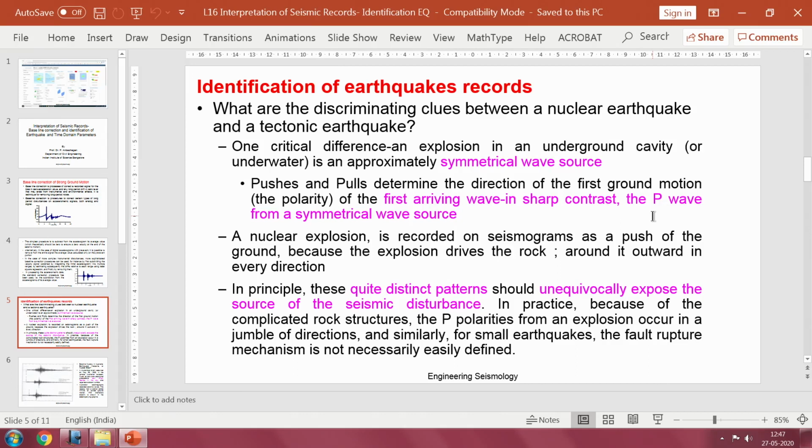So you get a push, a compressional waveform from the explosion. The nuclear explosion is recorded on a seismogram as a push of the ground, because the explosion drives the rock around it outward in all directions. So in principle, this quite distinct pattern should unequivocally expose the source of the seismic disturbance.